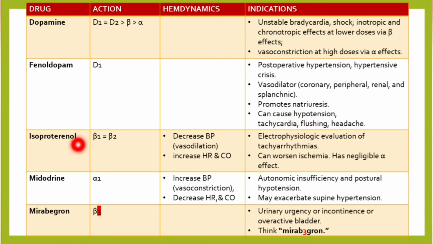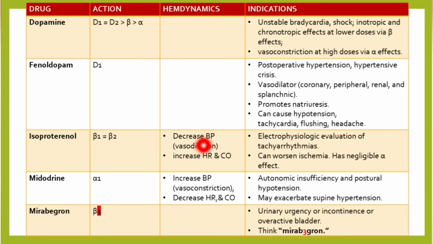The next drug is isoproterenol. This drug has equal activity on beta 1 and beta 2. It has very important hemodynamic effects. It decreases blood pressure by vasodilation, but on the heart, it increases heart rate, thereby increasing cardiac output. This drug is used in electrophysiologic evaluation of tachyarrhythmias. It can worsen ischemia, and it has negligible alpha effects.